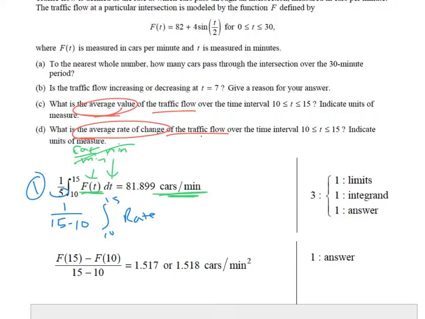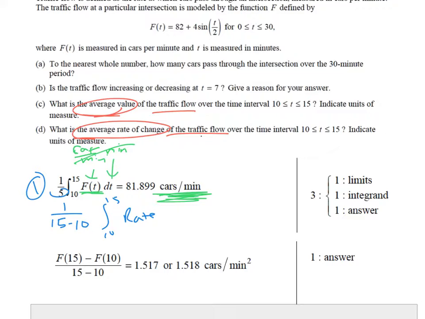cars. Sorry, I had to pause there because I was like, wait a second, I'm getting cars per minute. That's giving me the number of cars. The integral itself is giving me the number of cars that have passed through the intersection. And that might give you a hint to what you maybe are doing, should have done, in part A. And how am I getting cars per minute here?